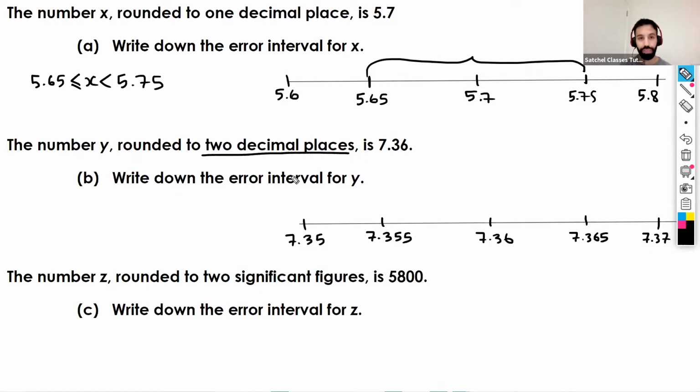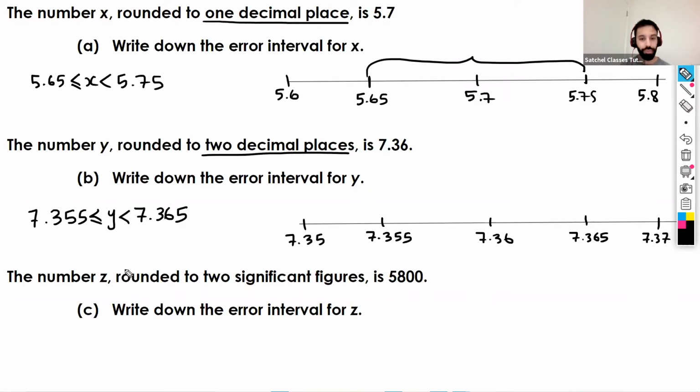So the reason why I've done it like this is because it says the number has been rounded to two decimal places, whereas in the first example, the number was rounded to one decimal place. So you need to look at the degree of accuracy, and that's how you can determine your upper and lower bound. All right, so let's write our error interval here. So our error interval will be, so 7.355 is less than or equal to y, and y is less than 7.365.